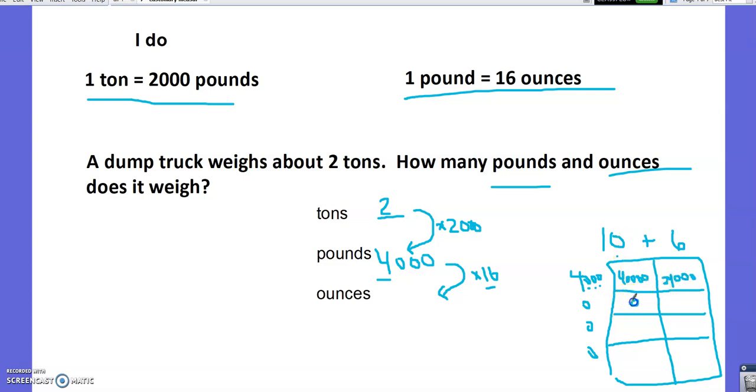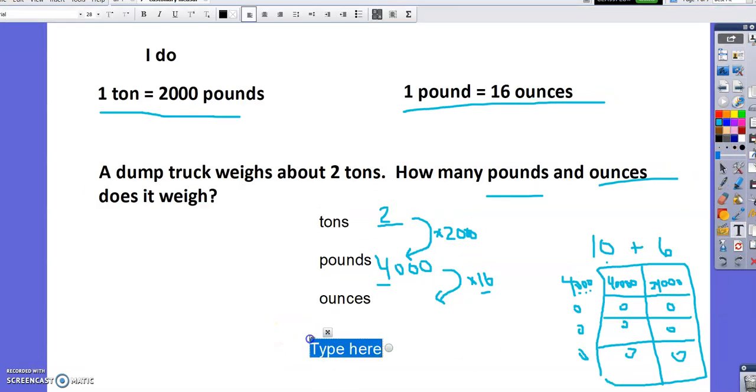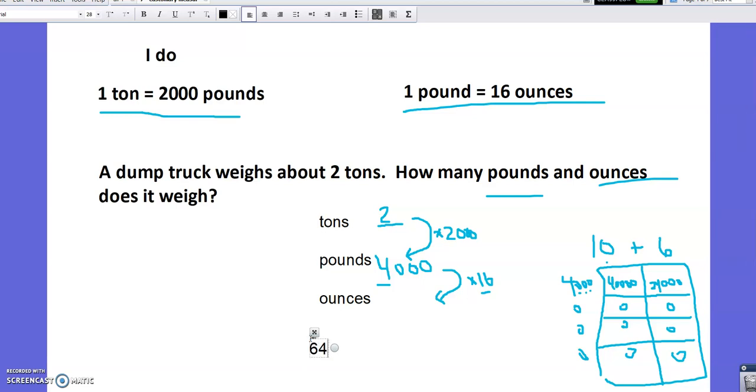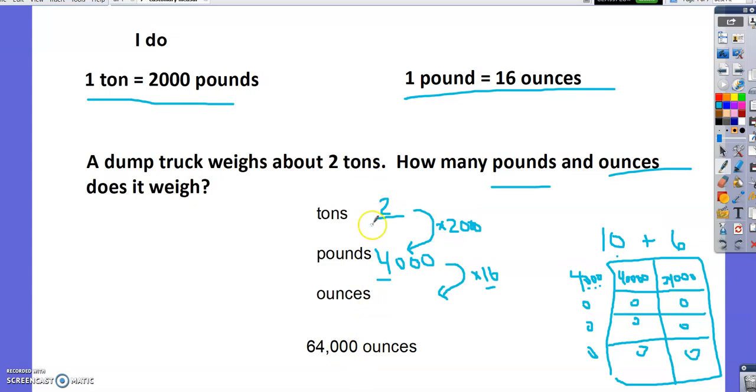10 times 0 is 0. 6 times 0 is 0. And so on for the rest of the zeros. None of that mattered. So I've got 40,000 plus 24,000, which when I add together will be 64,000 ounces. So that same dump truck I could measure in tons, I could measure it in pounds, I could measure it in ounces. I get very different numbers, right?